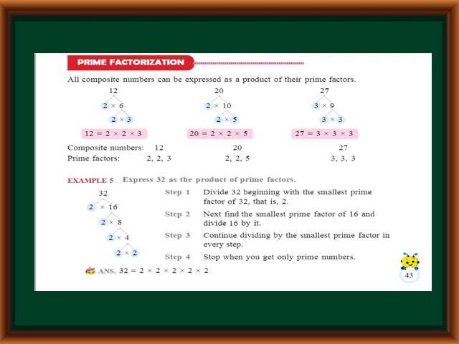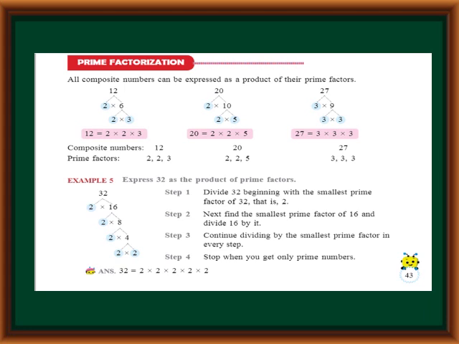Keep 2 as it is, as 2 is a prime factor. Factorize 10. So 2 into 5 will give you 10. 2 and 5 cannot be factorized further as 2 and 5 are prime factors. You should continue dividing by the smallest prime factor in every step. Stop when you get only prime numbers.